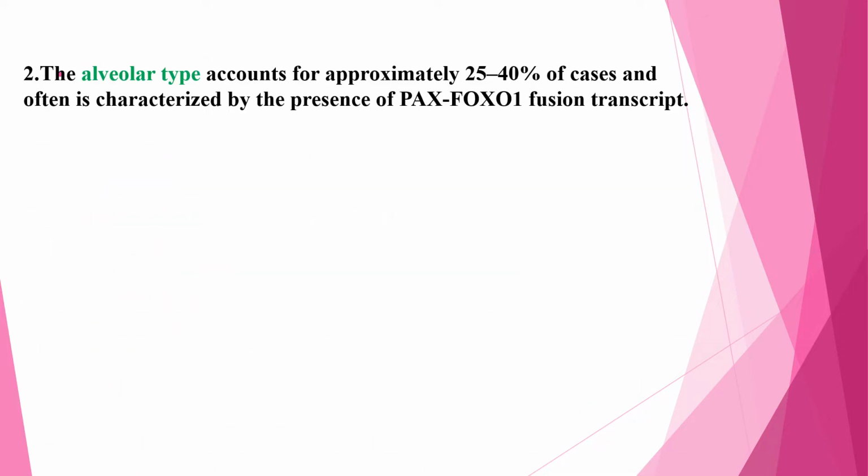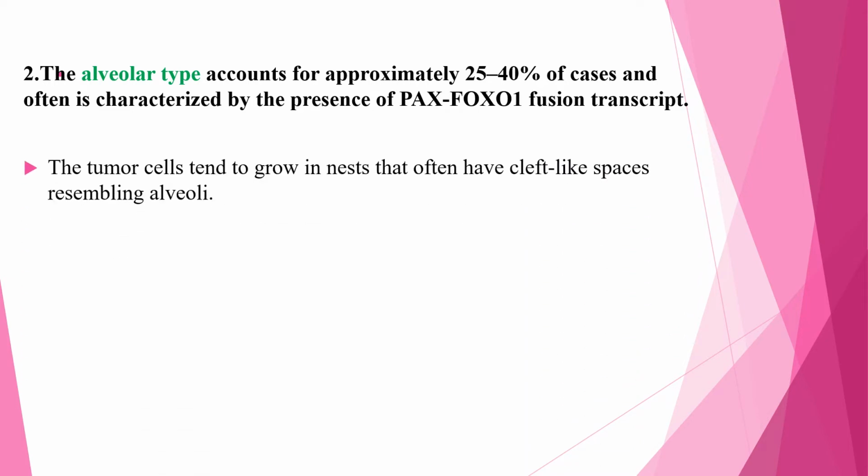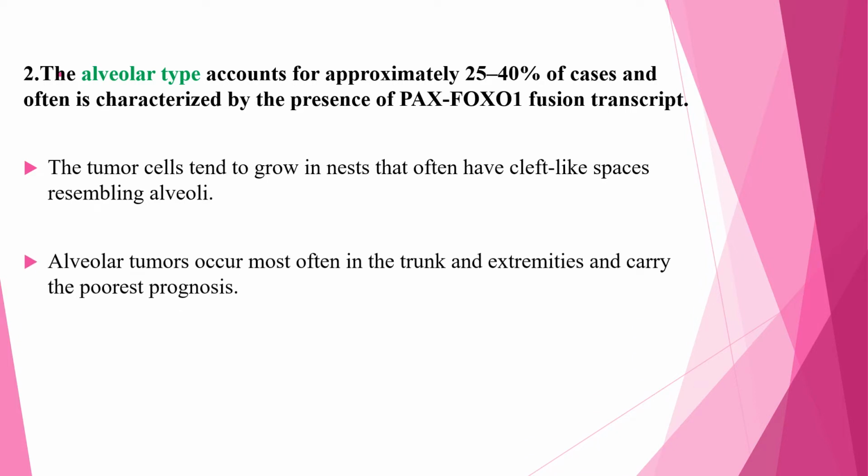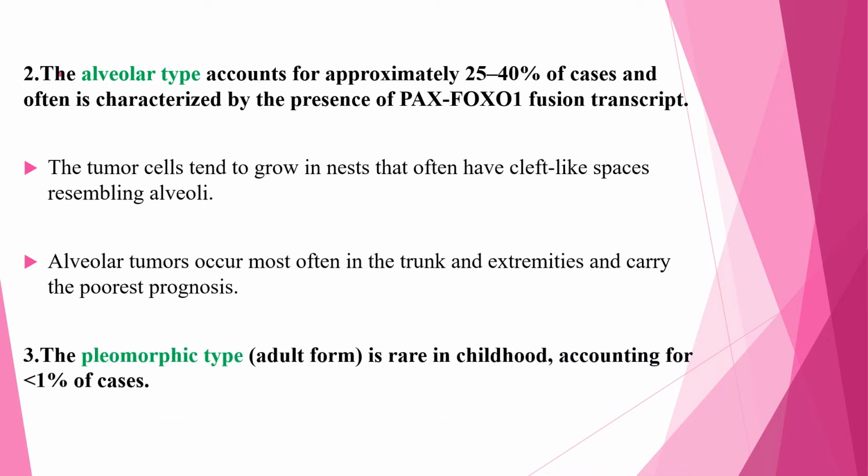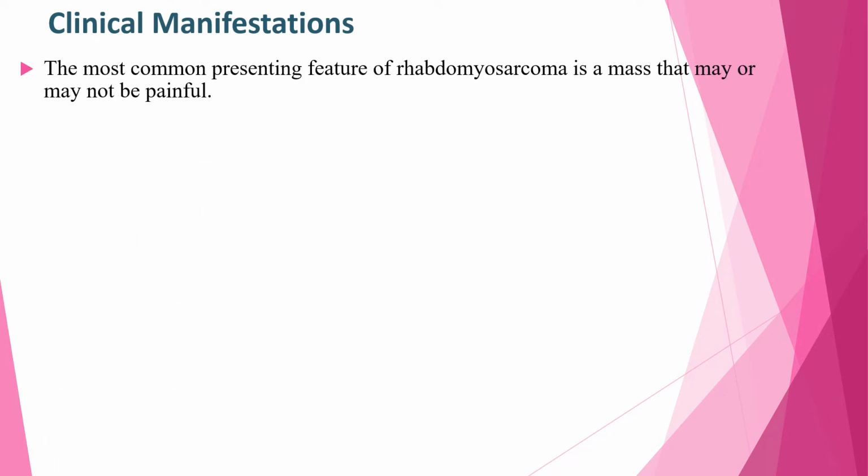The alveolar type accounts for approximately 25 to 40% of cases, and it's often characterized by the presence of a translocation and a FOXO1 fusion transcript. The tumor cells tend to grow in nests that often have cleft-like spaces resembling alveoli. Alveolar tumors occur most often in the trunk and extremities, and they carry the poorest prognosis. The third one is the pleomorphic type or adult form, which is rare in childhood, accounting for less than 1% of cases.